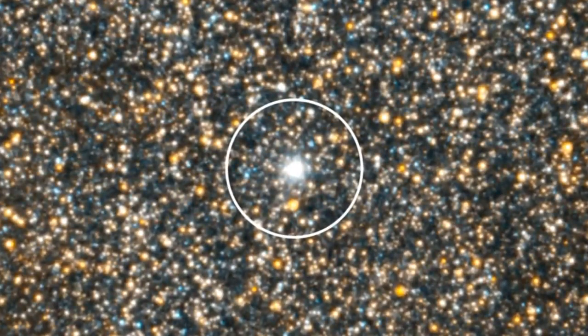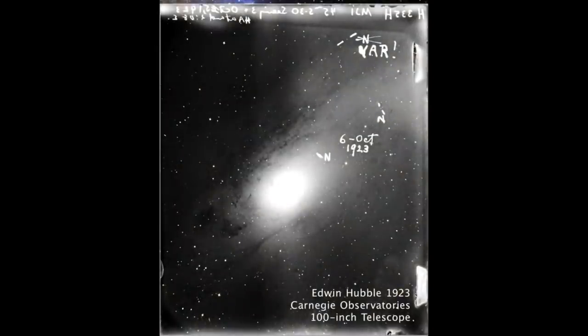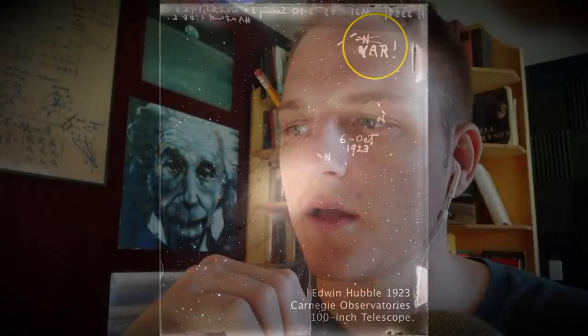So here's a shot of Edwin Hubble's image of Andromeda, which he made on a 4x5 inch glass plate. It's from October 6th, 1923. He originally identified three stars and marked each of them with an N for nova. He thought they were exploding stars, but later he realized that the nova at the top right, the one that says VAR exclamation point, was actually a Cepheid variable.